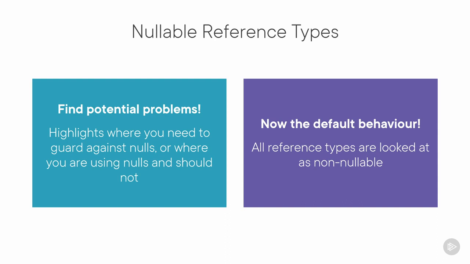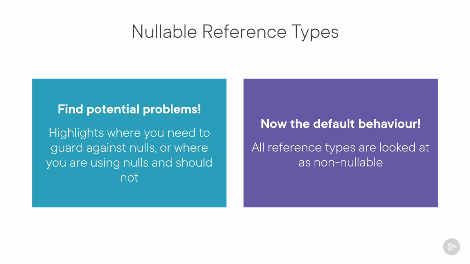There is a way to tell the compiler that it should look at reference types as being non-nullable. It won't change the code that is generated, nor will it prevent you from using null. What this feature will do is help you find the places in the code where a potential null reference exception can occur. As of .NET 6, this is the default behavior, and nullable reference types are enabled by default.